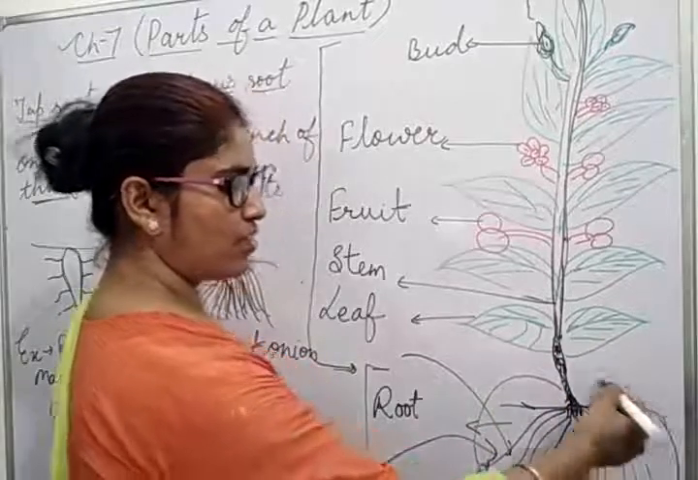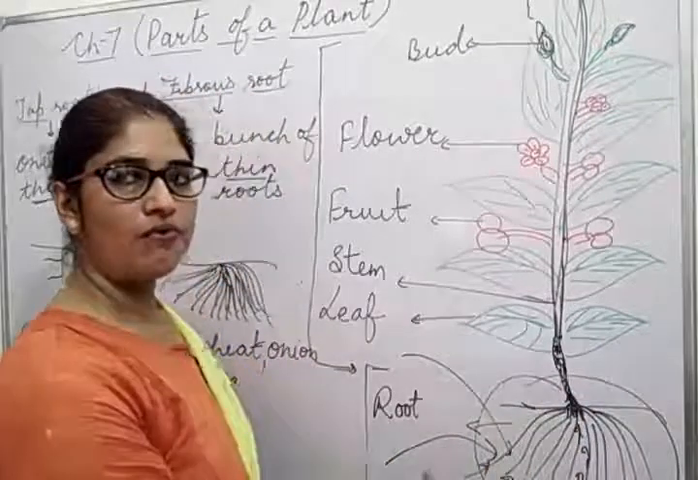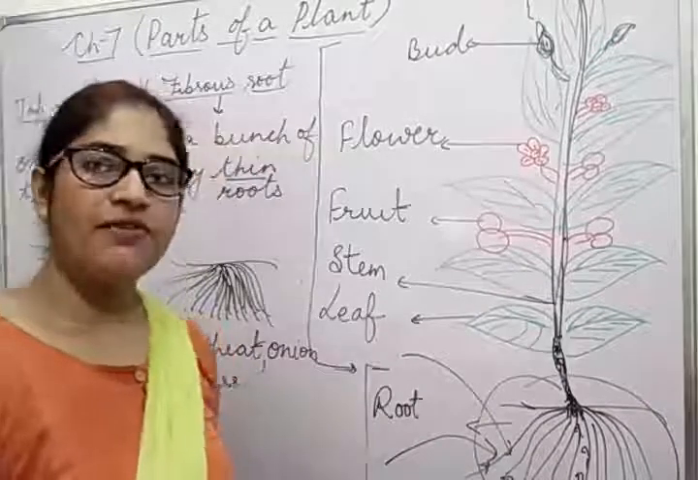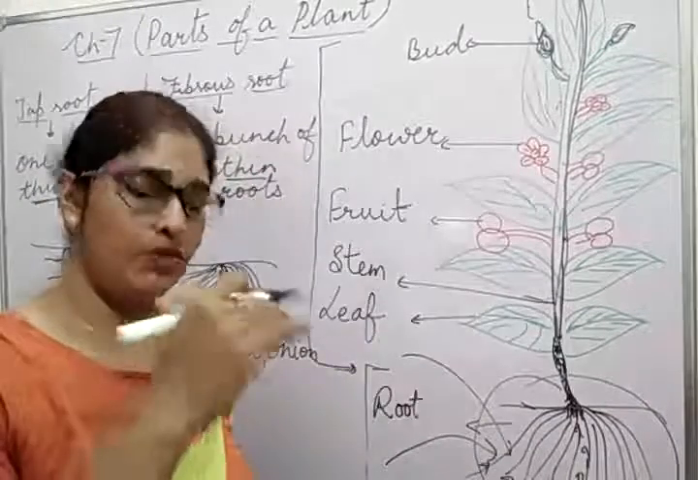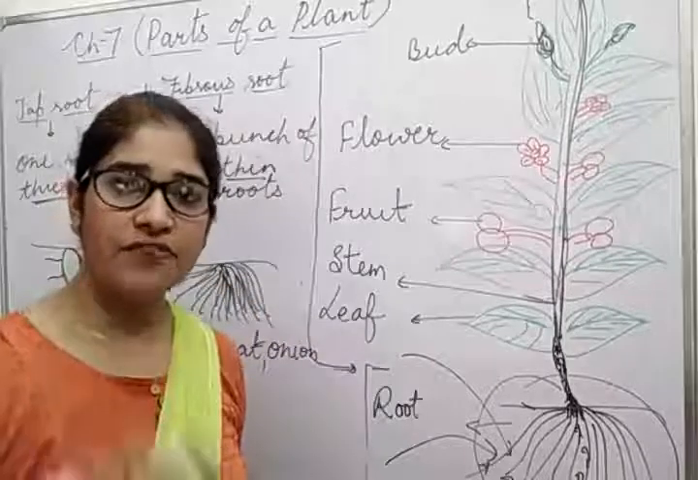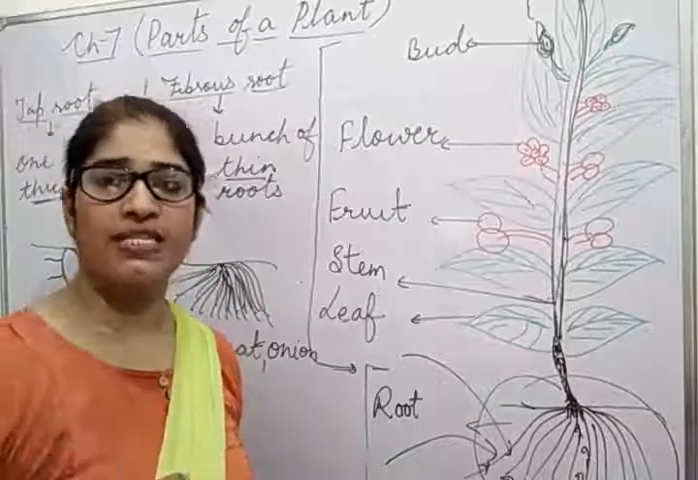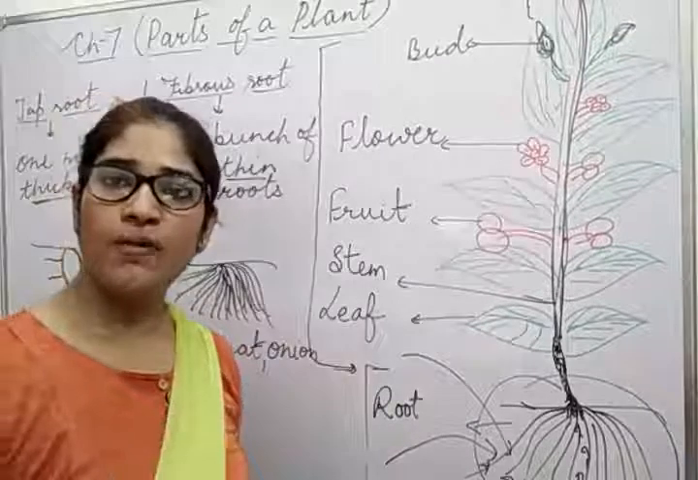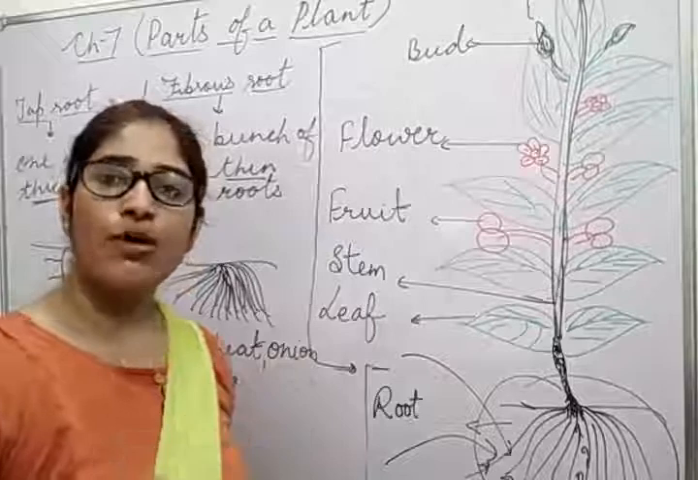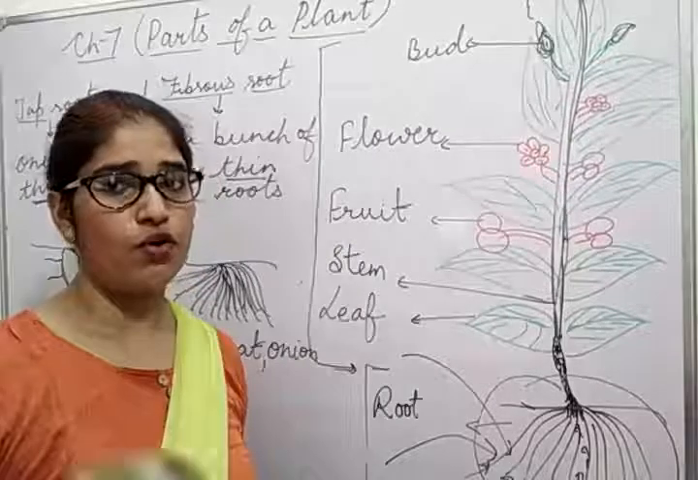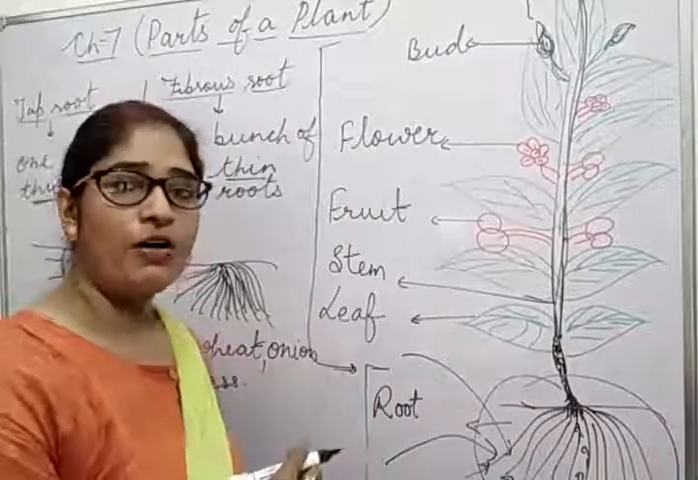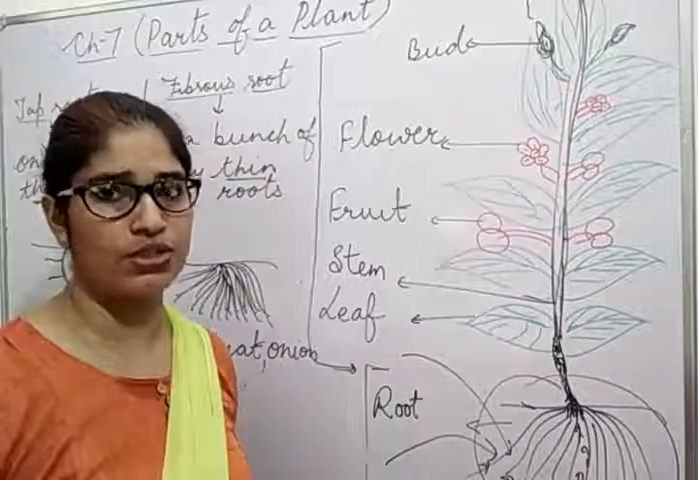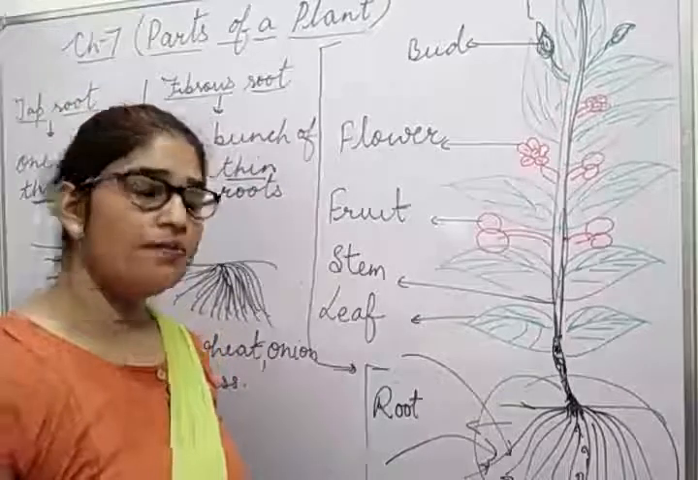So you study here. The main function of root is to absorb water and mineral from the soil. Then after, how are plants able to stand properly, how are they fixed in the soil? Roots basically help the plant to fix in the soil. If roots would not be there, plants would not be able to stand straight properly. They would fall down. So which part of the plant helps the plant to stand properly? That is roots.